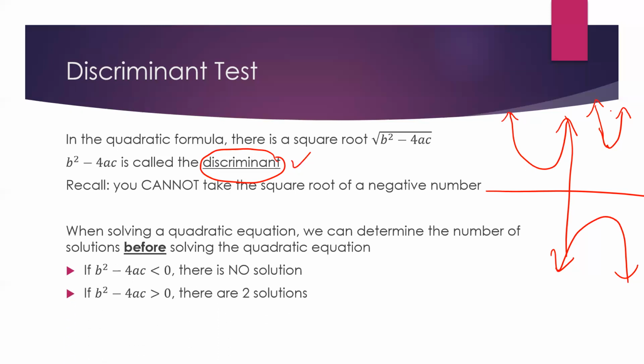What if the discriminant is positive? If the discriminant is positive, there's actually going to be two solutions. And why are there two solutions? Because you're going to be adding the square root in one of the scenarios, and we saw that in all three examples we just did. And then you're going to be subtracting the square root in another scenario, right?